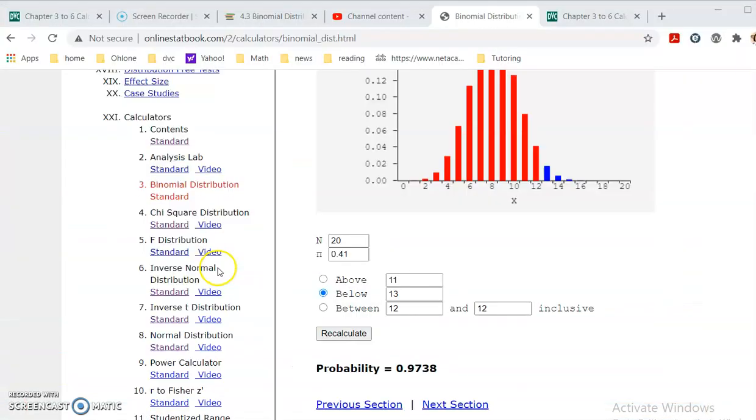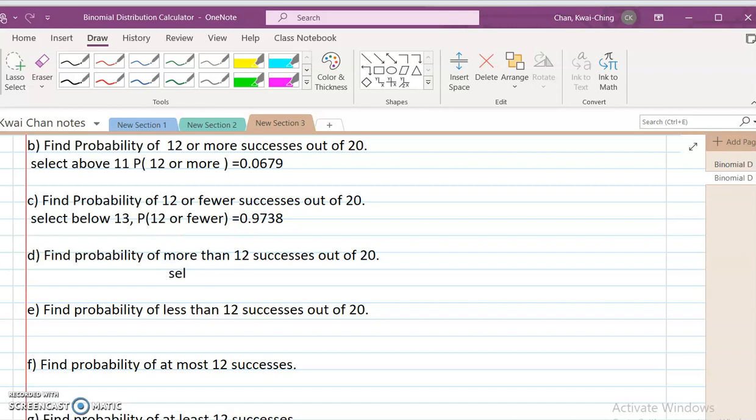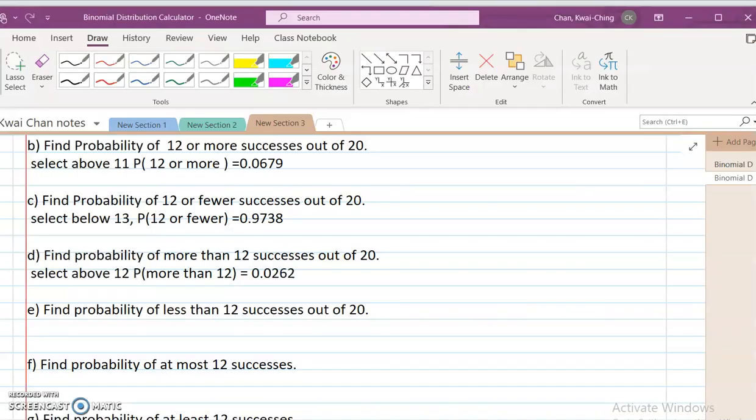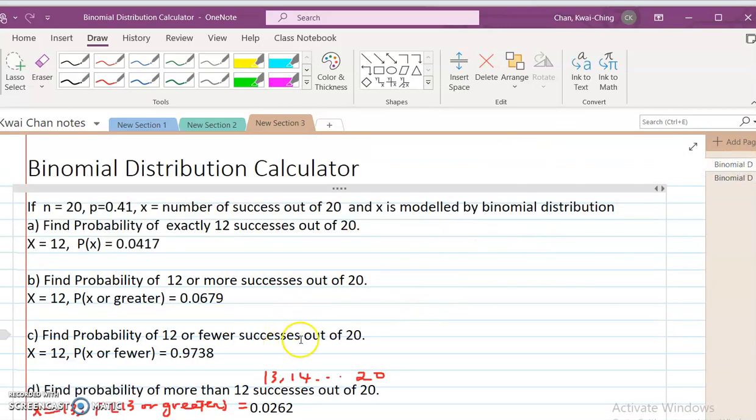D, find the probability of more than 12. That would be easy because it's just above 12, right? All of these are more than 12. So just select above 12. This one is very easy. So the probability of more than 12 is equal to 0.0262. Is it the same as what we had last time? Yes, 0.0262.